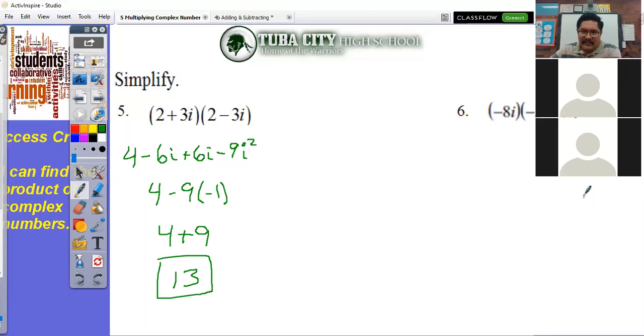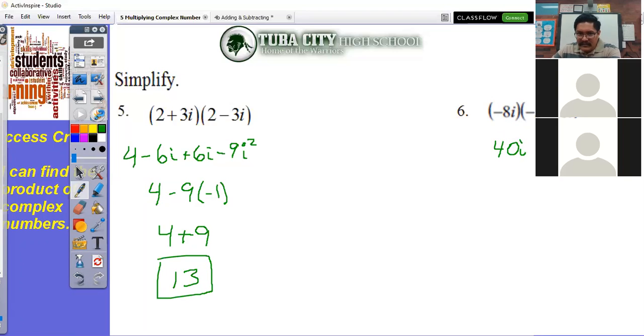Okay, now on to number 6. So this one's pretty easy. I have a group. They put it in a parenthesis to remind you, because if the parenthesis wasn't there, some people just might multiply it by 8i. But anytime you have a sign on a number that you're multiplying, that sign has to go with it. So in this case here, -8 times -5 is positive 40.